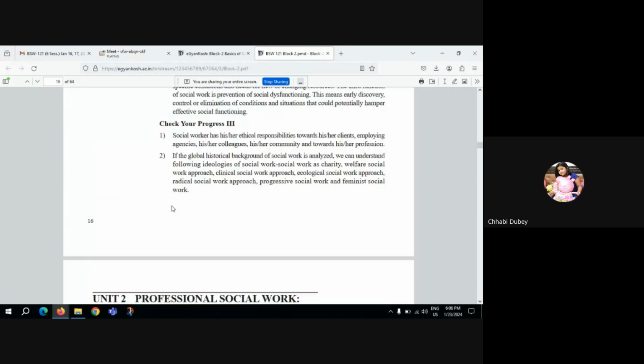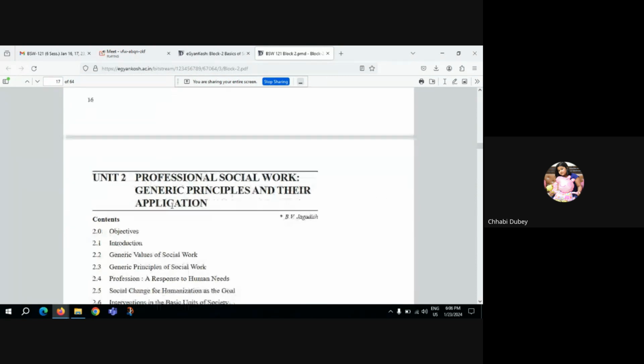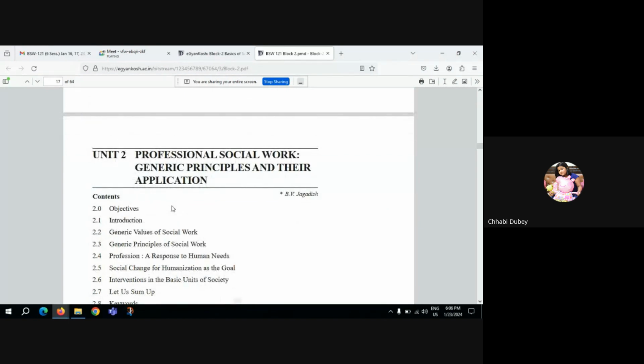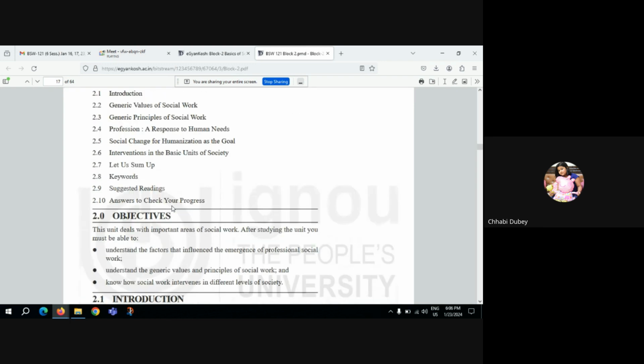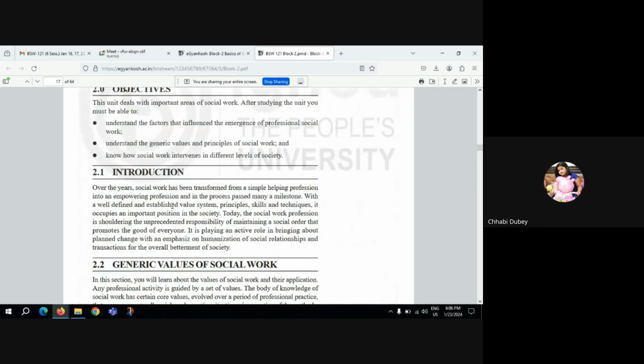After this, we come to the next unit, that is professional social work, generic principles and their application. So here we are going to talk about some of the generic principles in social work and how these principles can actually be applied in the field. Now, where do we apply these principles?